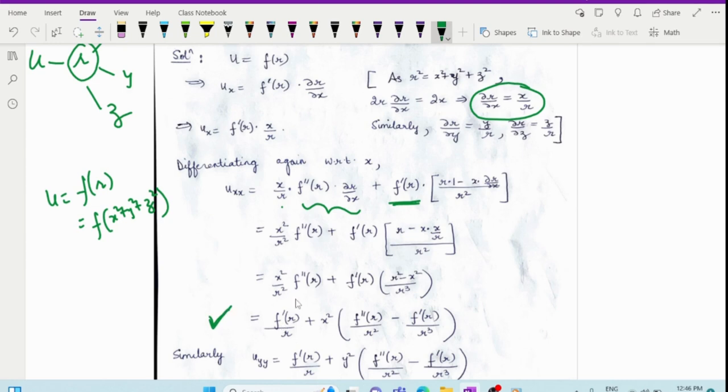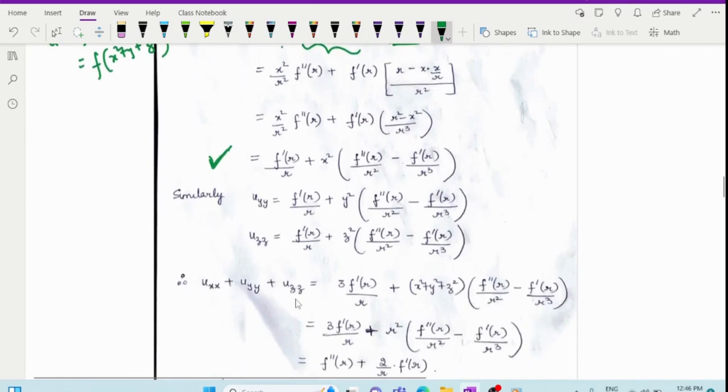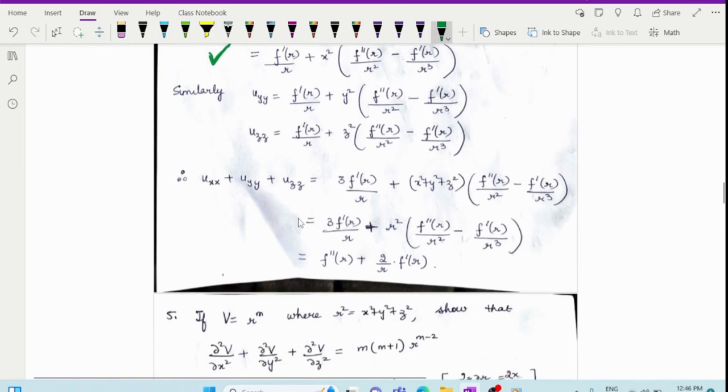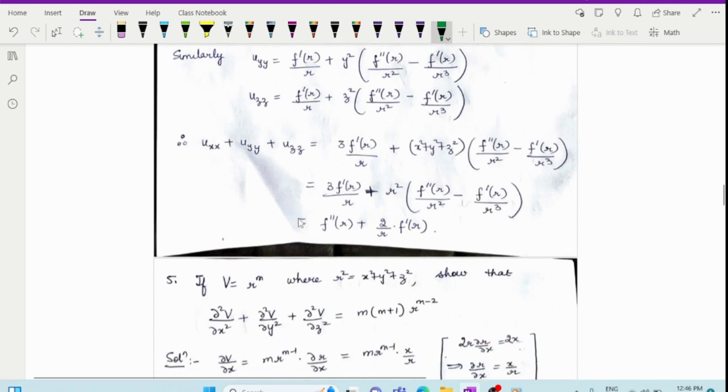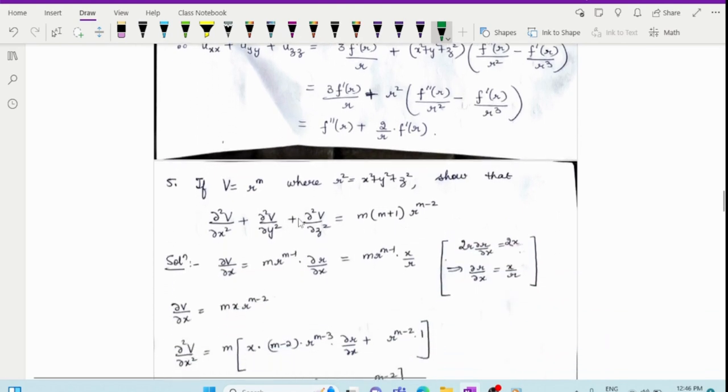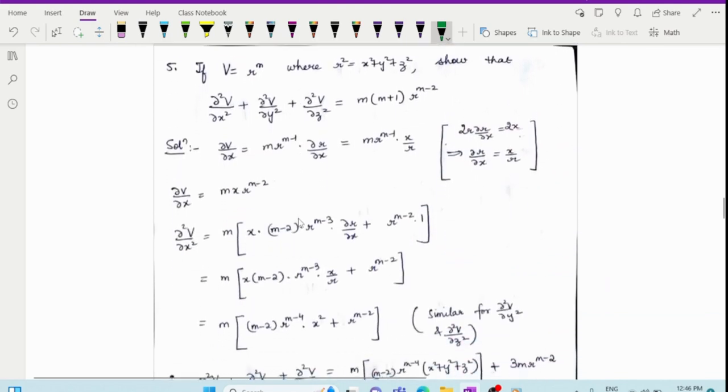You don't have to do it again for uyy. You can use the symmetry of u to write your uyy, uzz, after replicating what you have got for uxx, and then adding and simplifying, you land into the final answer. So you can take screenshots of all these questions and practice, try to evaluate these sums on your own and match the right side. They are not bad questions, very easy calculation wise.